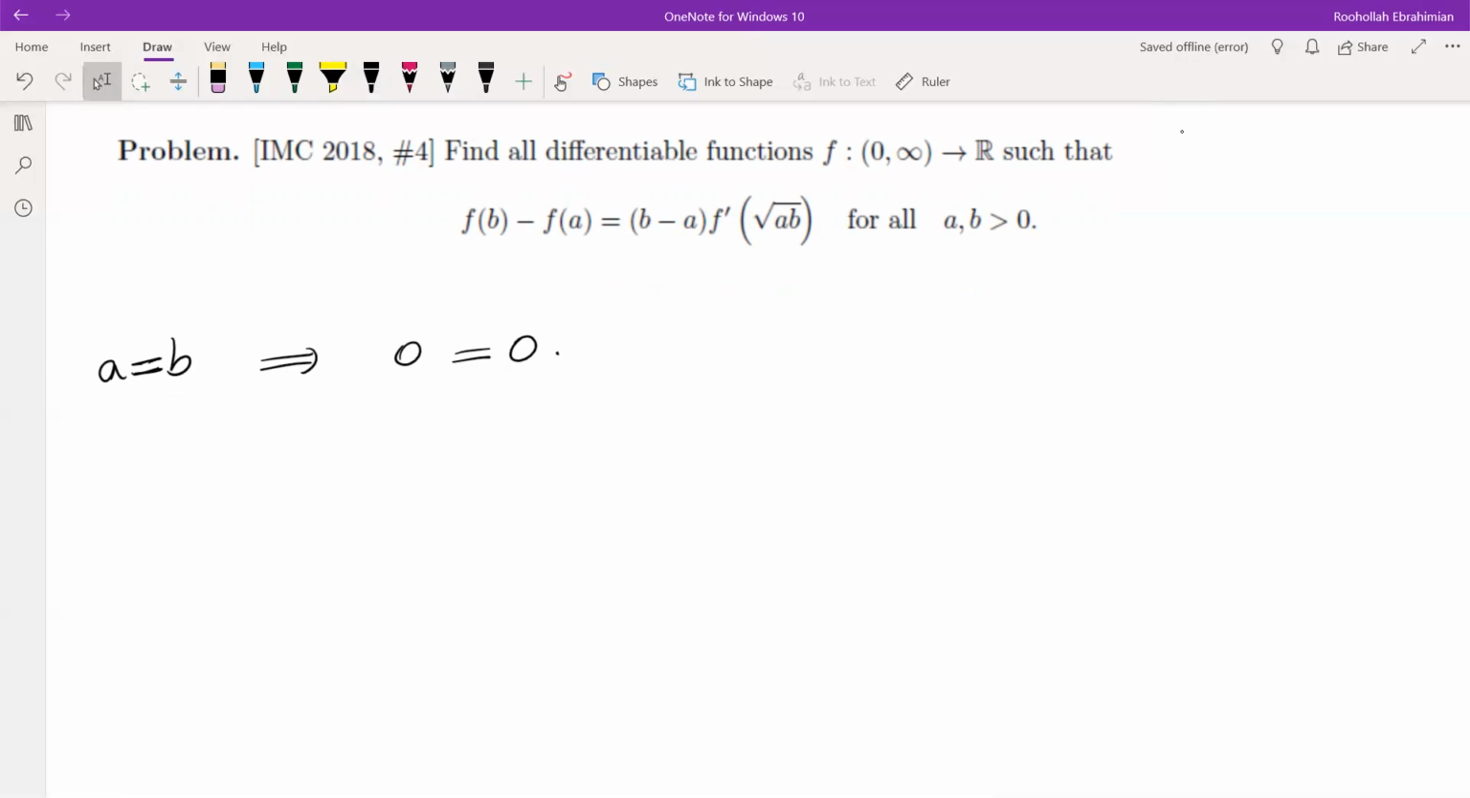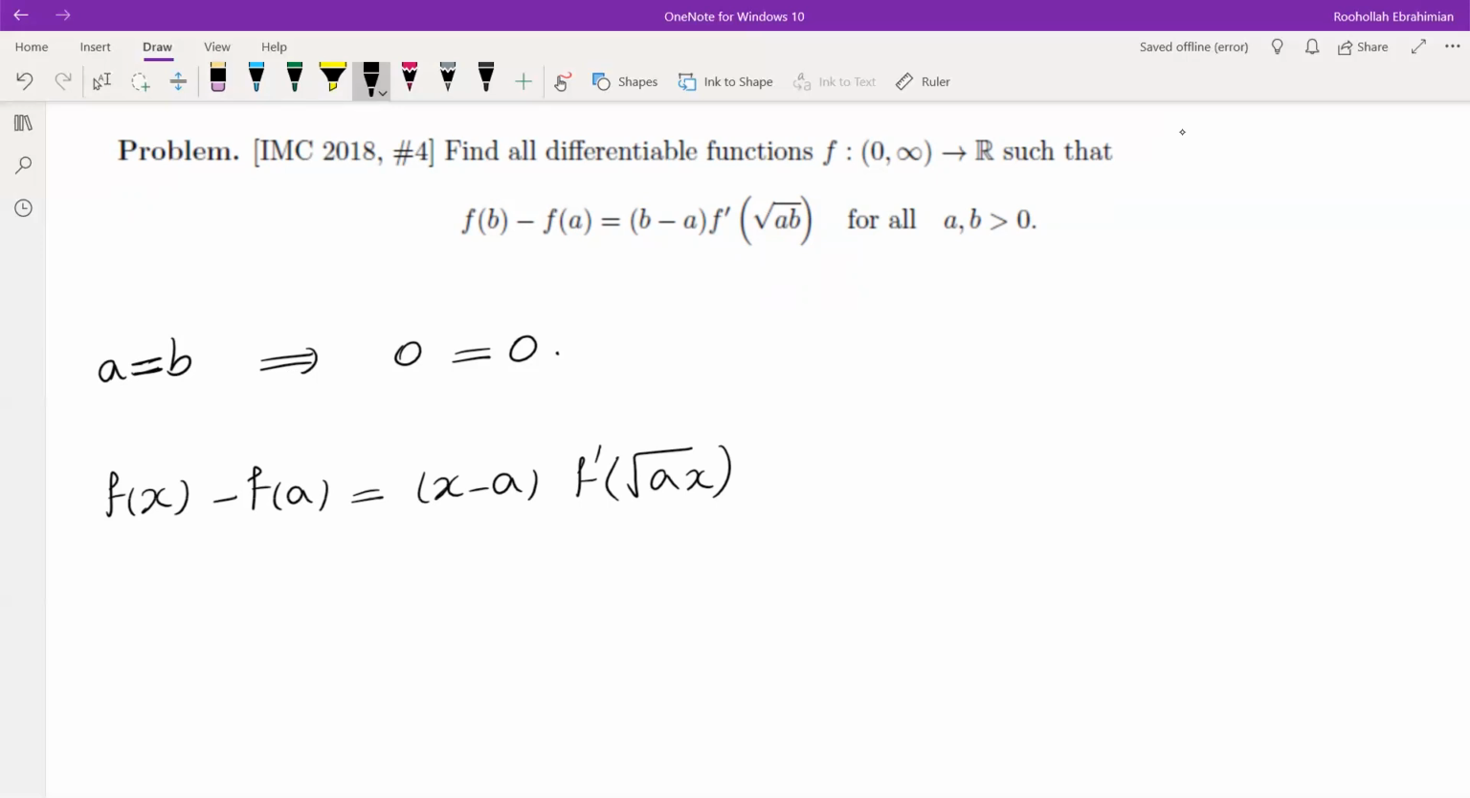So let's say you want to fix one of the variables. Let's say you fix a, and you plug in some value for b. So let's say f(x) minus f(a) equals (x minus a) times f prime of root ax. So something like that seems plausible. Now if I look at this one, that kind of reminds me of the mean value theorem.